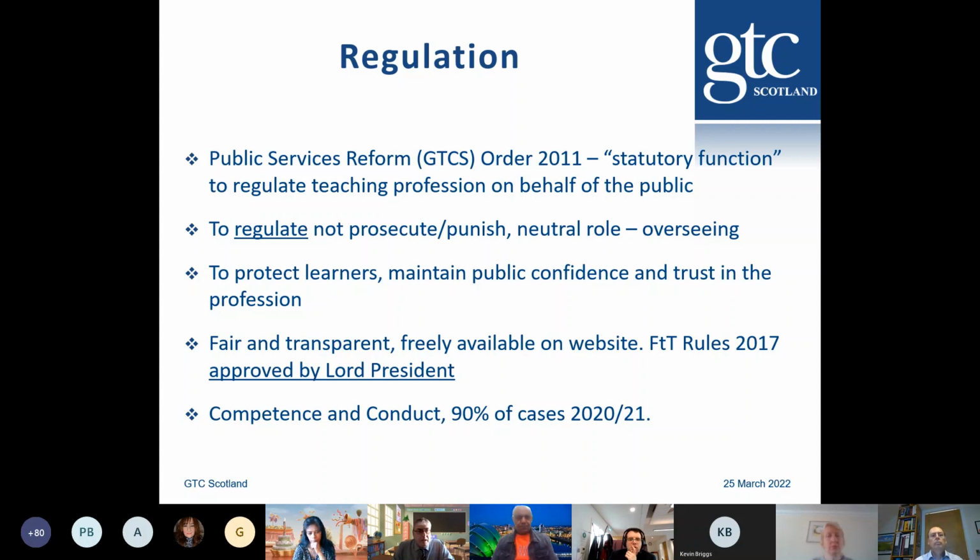We regulate two areas, competence and conduct. Today's presentation will focus on conduct, which, as you can see from the slide, accounts for by far the majority of our caseload. In 2021, that accounted for 90% of cases.